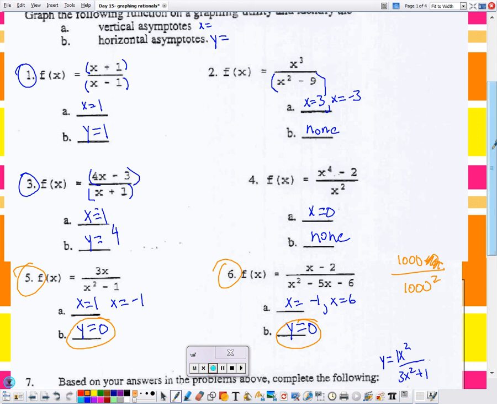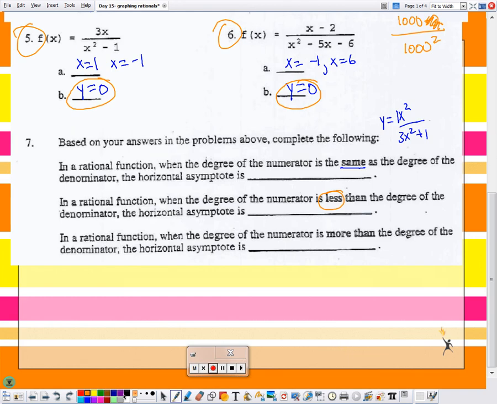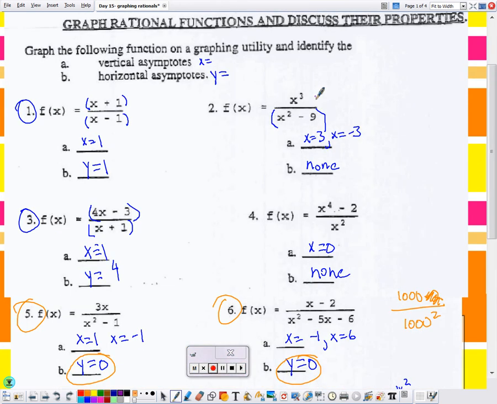And then the last one is when the degrees are more in the numerator. If the degrees are more in the numerator, you can see that's number 2 and number 4, the ones that are left, they don't have a horizontal asymptote. And the reason is I can divide x cubed by x squared and get a number. Now that's not to say there isn't a pattern there, and that's something you'll look at more in pre-calculus.